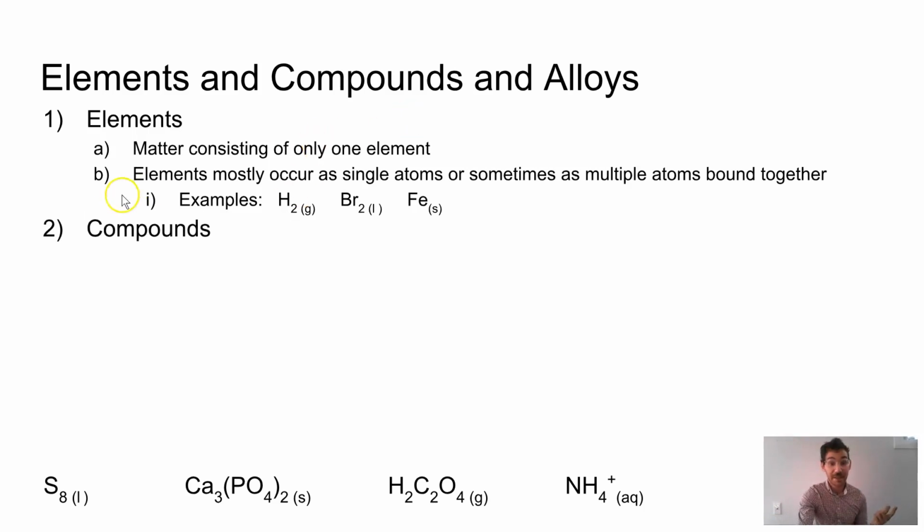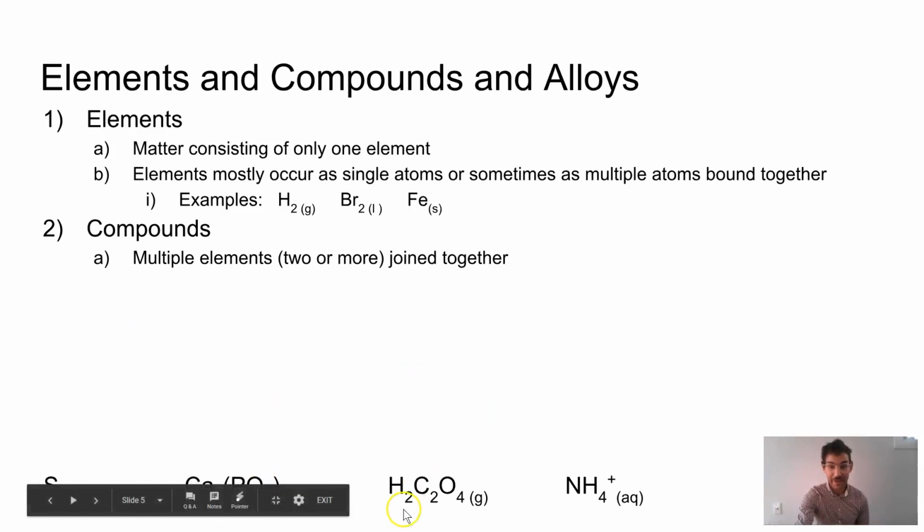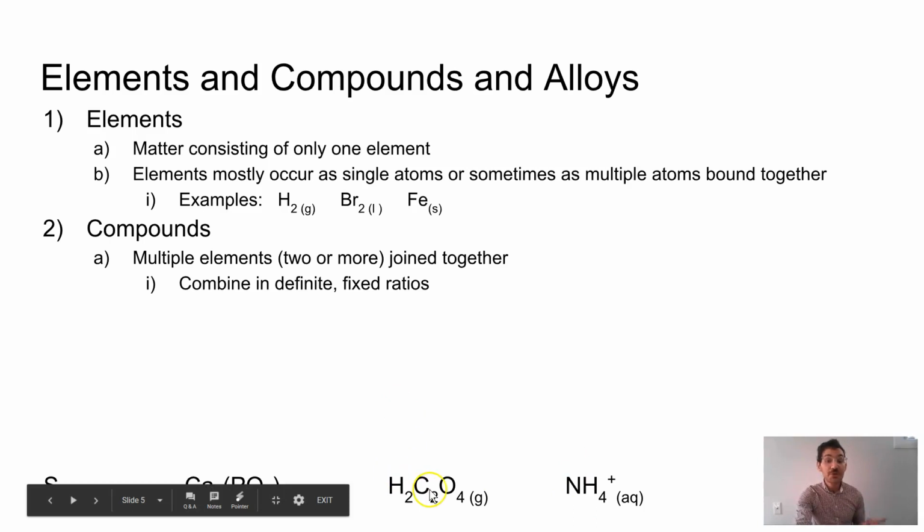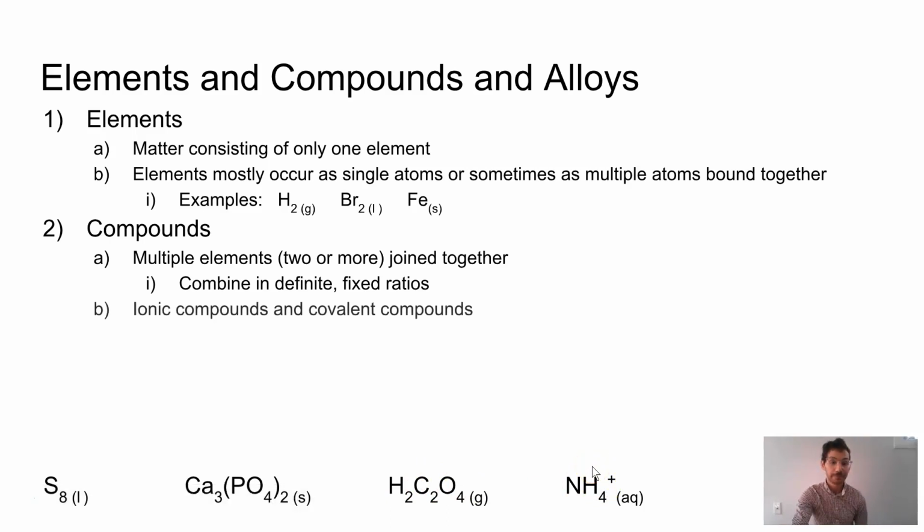Compounds are different from elements. Elements are made of one element. Compounds are made of multiple elements, 2 or more, that are joined together. So when we have multiple elements joined together, like in these 3 examples here, we have compounds. And compounds combine in defined, fixed ratios. So this one here, H2C2O4, always combines in this ratio. NH4 plus, the ammonium ion, always combines as NH4 plus.